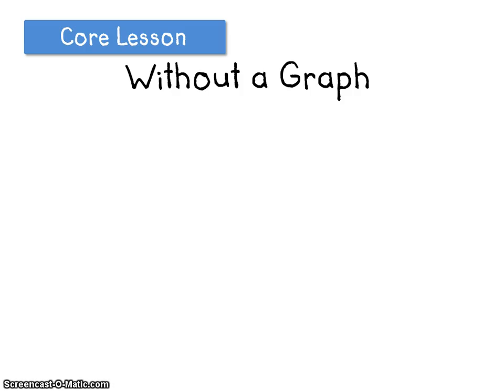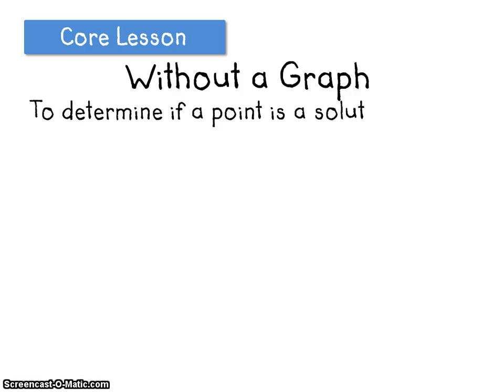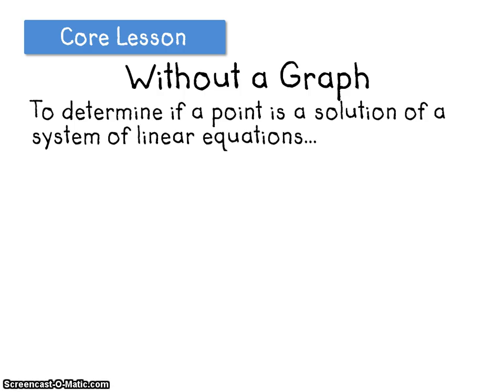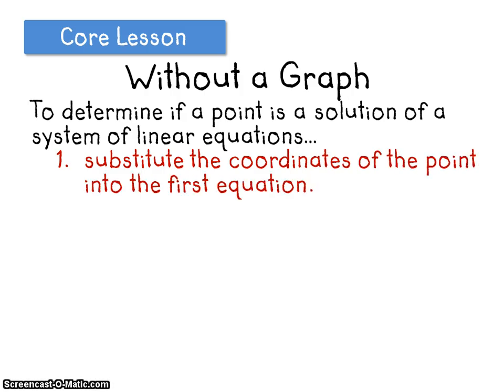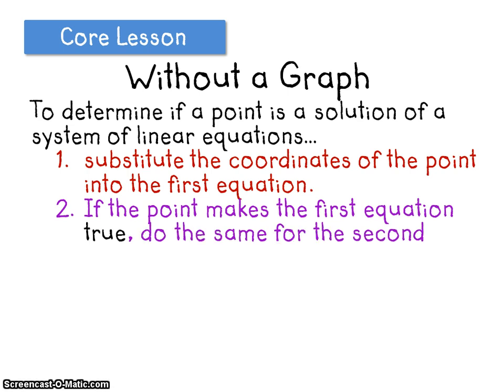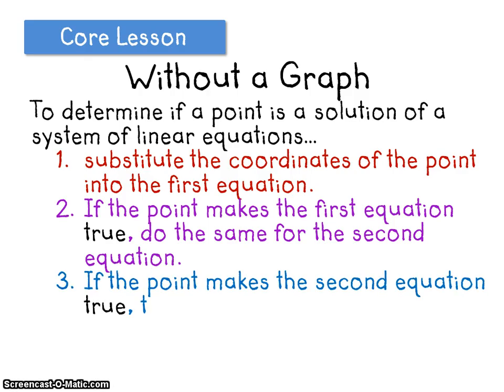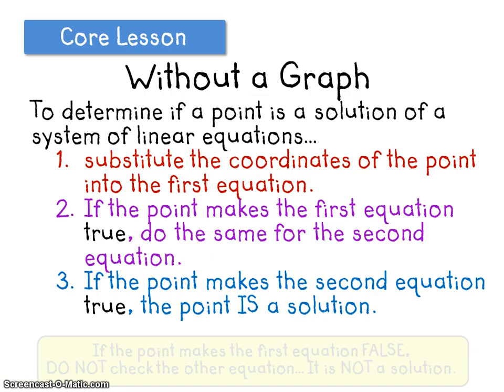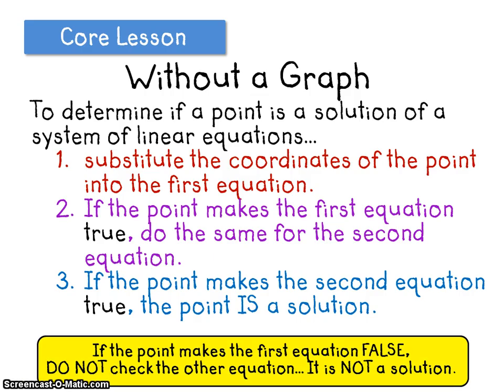So how will this work without a graph? To determine if a point is a solution of a system of linear equations, all you have to do is substitute the coordinates of the point into the first equation, just like we did in that check. Next, if the point makes the first equation true, we'll do the same for the second equation. If that point also makes the second equation true, then the point is a solution. Just a little helpful hint: if the point makes the first equation false, do not even bother checking the other equation, because right away you should know it is not a solution.